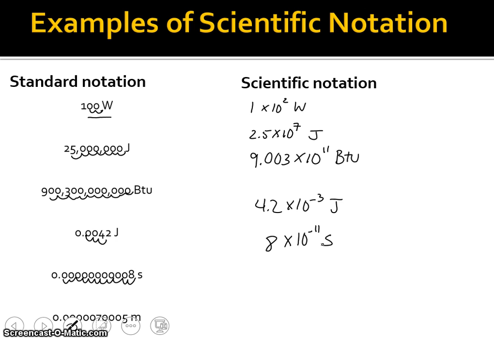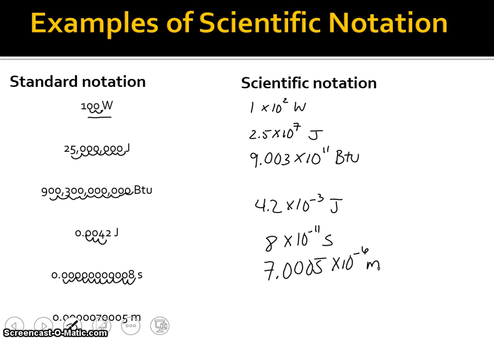And the last one here, see if I can reach all the way down. 1, 2, 3, 4, 5, 6. So we stop at the last. We stop when we hit a non-zero number. So that's going to be 7.0005 times 10 to the minus 6 meters.